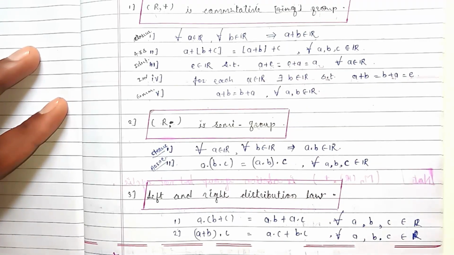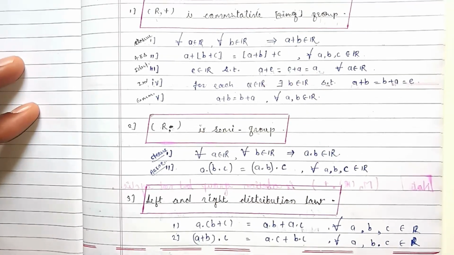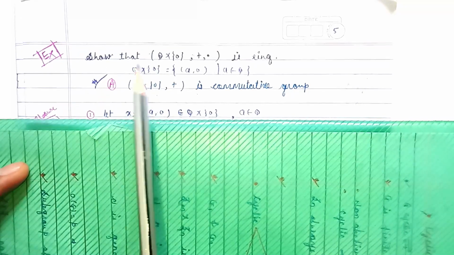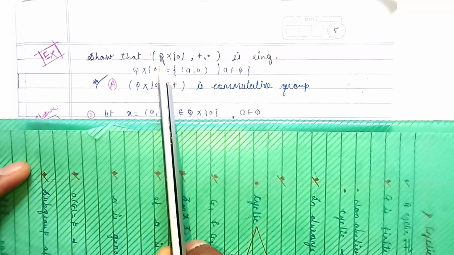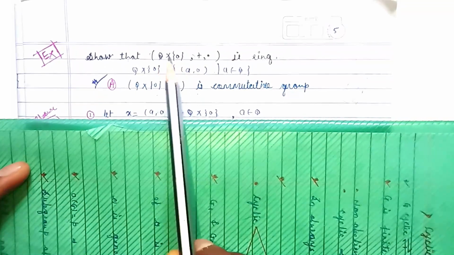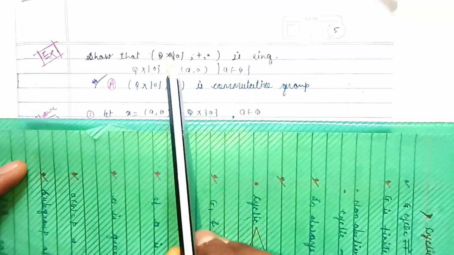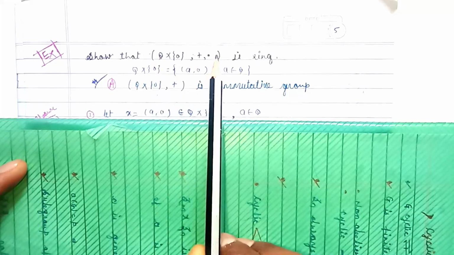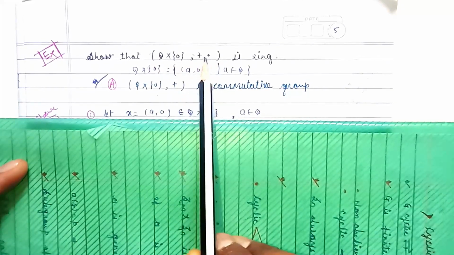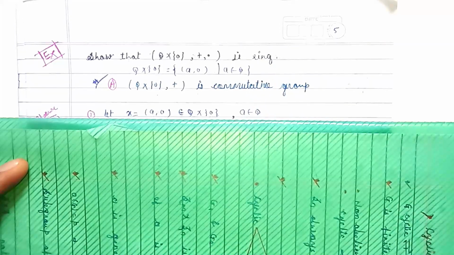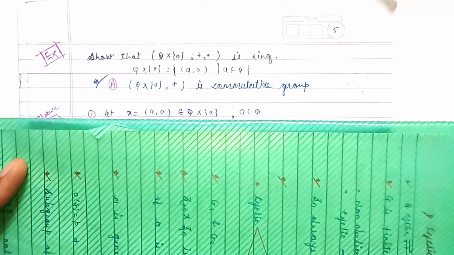Now let's get started with today's example. I will explain these properties in detail with the example. Here we can see our example. It says that we have to show that Q cross singleton 0, that is Q cross {0}, under addition and multiplication forms a ring. That means it satisfies all the properties of a ring which we learned in our previous lecture.